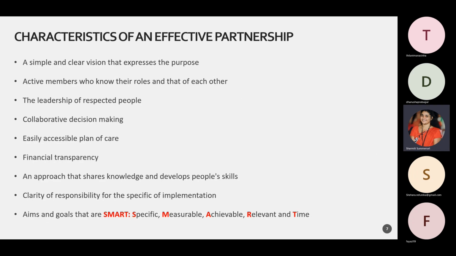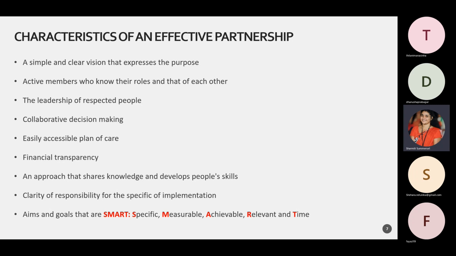So if your partnership needs to be a very effective, good one, what are the characteristics it should possess? That means if you have a good relationship with any of the members I explained to you, what characteristics should your relationship possess? First one, it should have a simple and clear vision that expresses the purpose. So when you are developing a partnership, what is the purpose? Why do you develop this collaboration with this particular person? Those purposes should be very clear and simple.